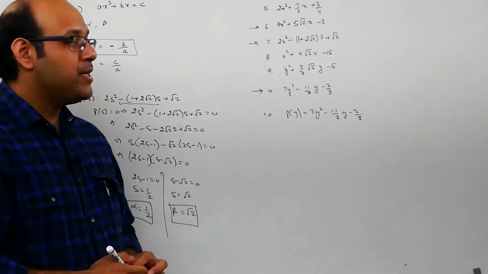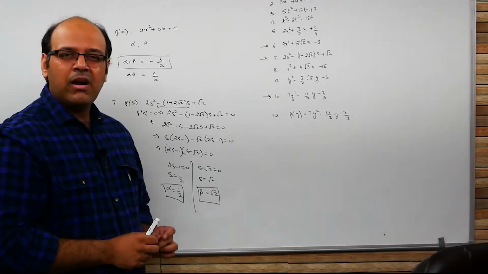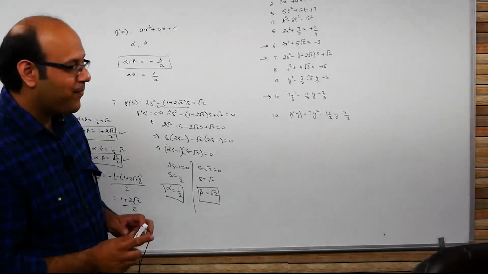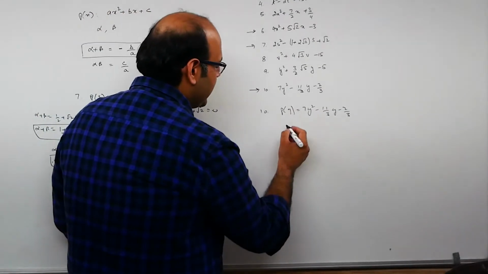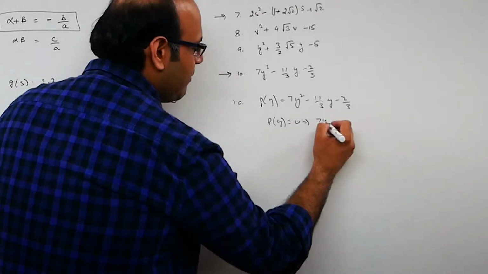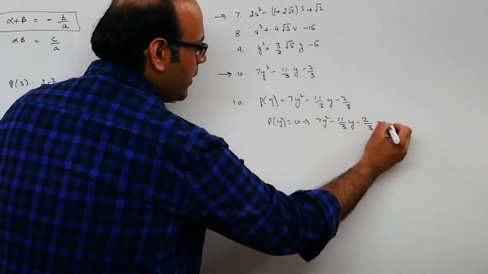Now हमारे पास fractions आ गए अब इसमें, right? So डरने की ज़रूरत नहीं है, fractions हैं. Fractions are easier to deal with actually, right? First of all, let's find the zeros. So p(y) equals 0. This implies 7y square minus 11 by 3y minus 2 by 3 equals 0.